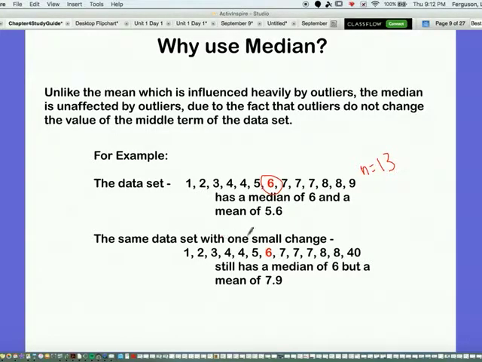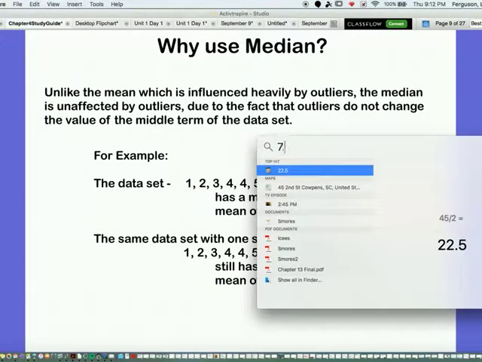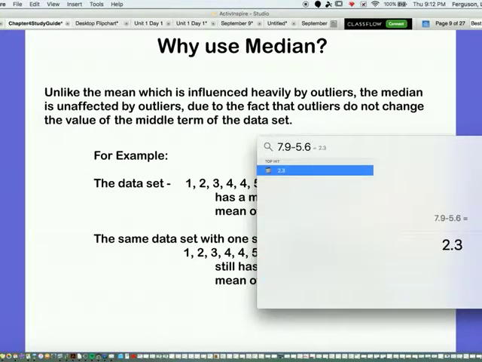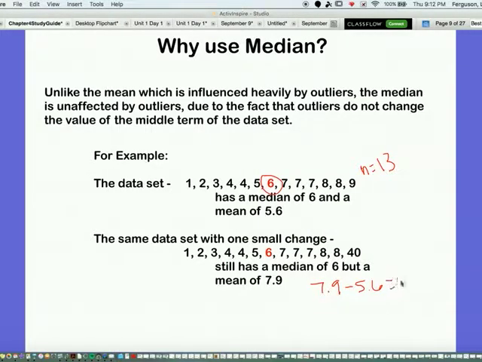The same data set with one small change, so that would be changing our observation of 9 to 40, would make the median still stay 6, because the only thing I did change was I still had 13, but I changed my last one to be 40, but the number in the middle did not change, but it did change my mean to 7.9. So you could say 7.9 minus 5.6 and see that you had a change of 2.3 because you had that outlier of 40.